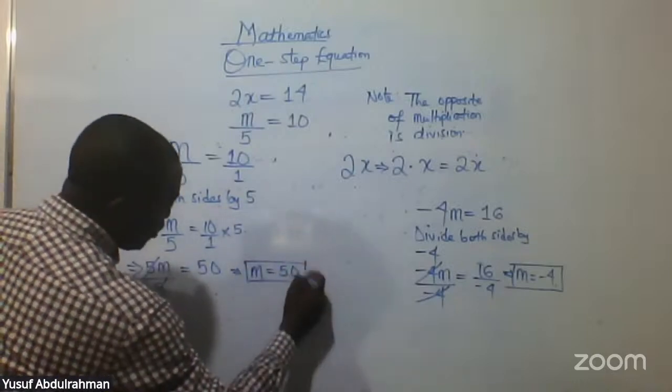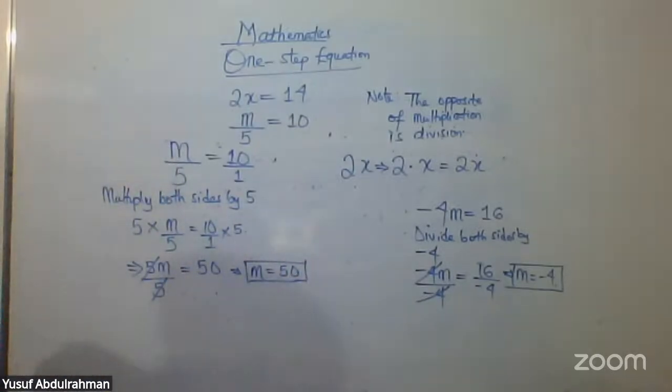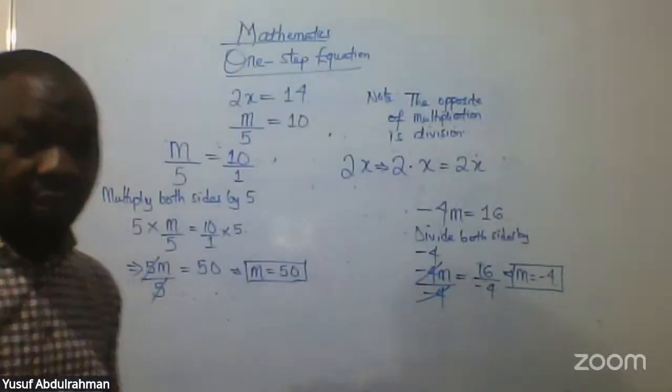This is the value of n. The value of n is 50. Any question? It's clear, right? Okay.